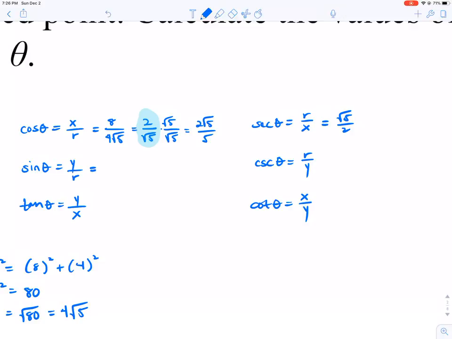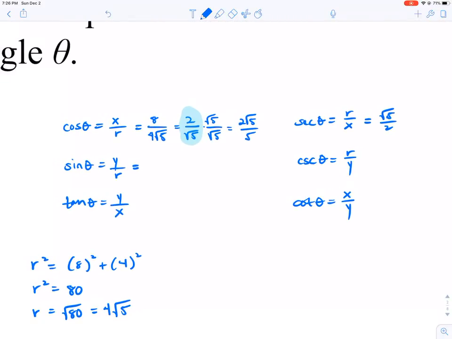Okay, for sine of theta, sine is equal to y over r, so y is 4 over 4 root 5. So that would be 1 over root 5, where when we rationalize the denominator, we get root 5 over 5. Okay, the reciprocal would just be root 5. Tangent, y over x. So 4 over 8, which is 1/2. And the reciprocal would be 2.